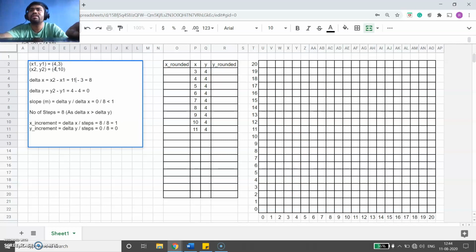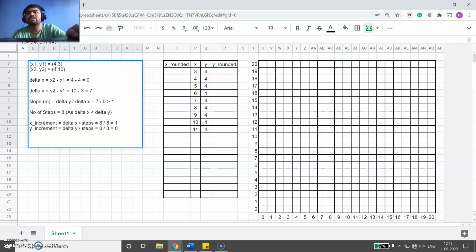So when we do x2 minus x1, it is 4 minus 4, which is 0. And then over here we have y2 minus y1, that is 10 minus 3, which is 7. Then we have delta y by delta x, that is 7 by 0, which is infinite, which is greater than 1, so the slope is greater than 1. So the number of steps is dependent on delta y in this case, as delta y is greater than delta x.